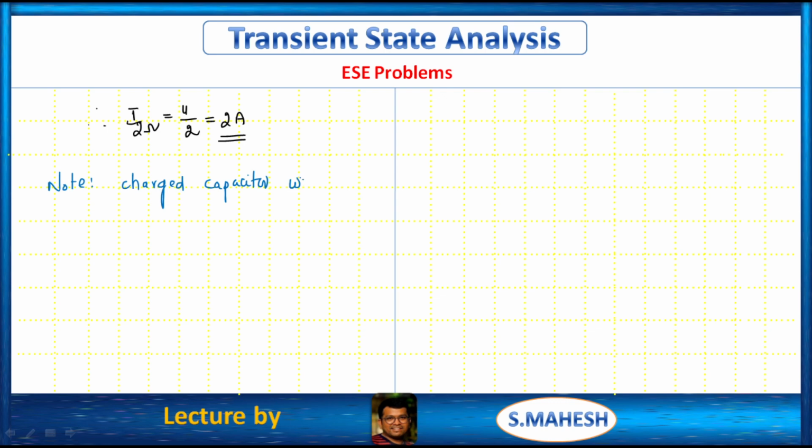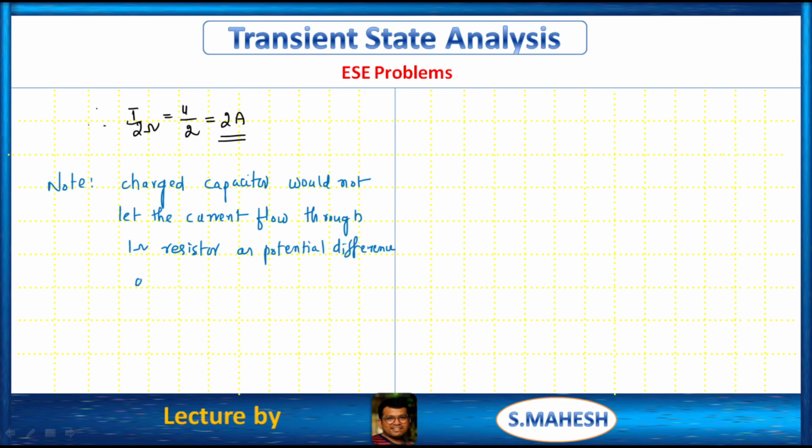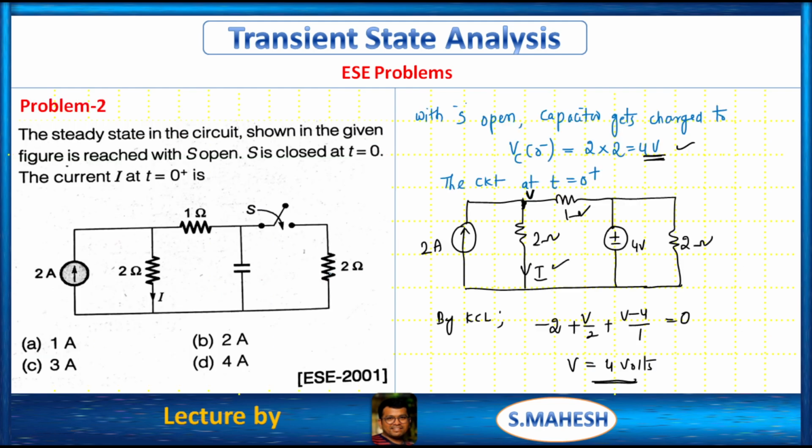A charged capacitor would not let the current flow through the 1 ohm resistor, as the potential difference across it would be 0, right? Then the current through it is nothing but 2 amps.